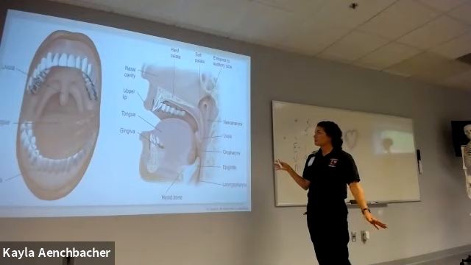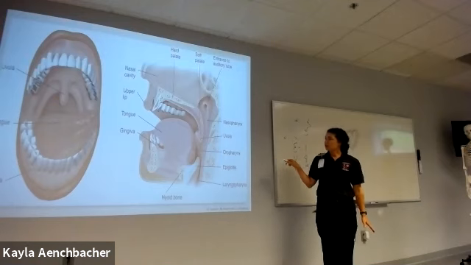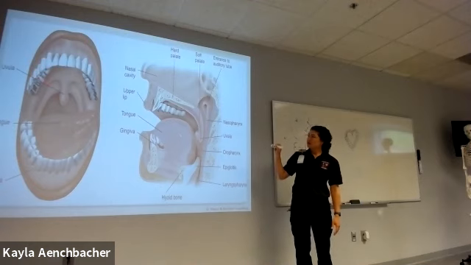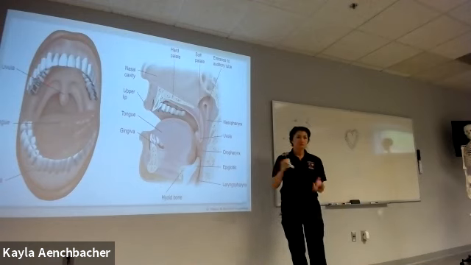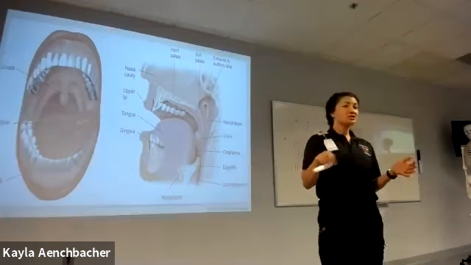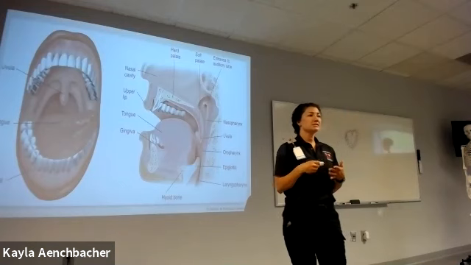Okay. So a bigger picture of the mouth. Again, there's the uvula. Here's our tongue. Guys, what's our tongue? It's a muscle. Proportionate to its size, it's the strongest muscle in the body.